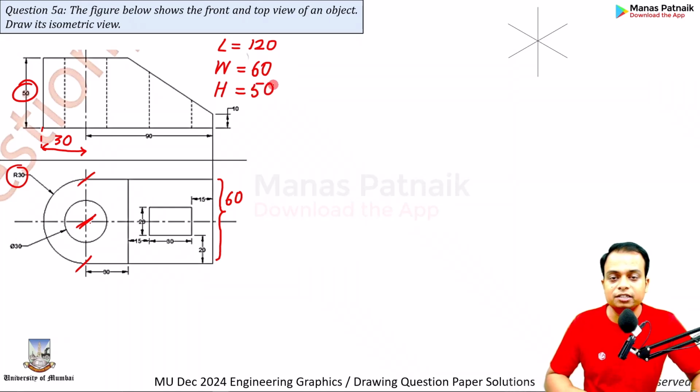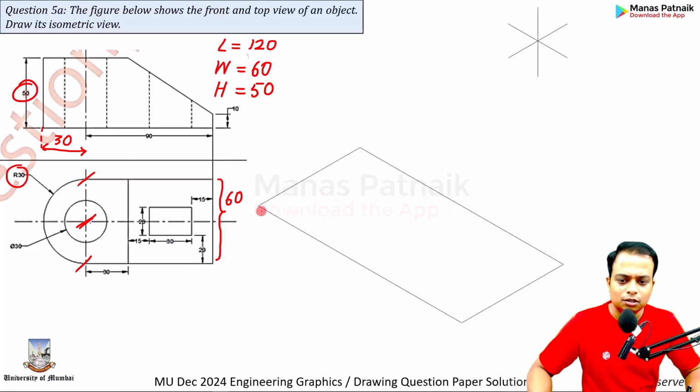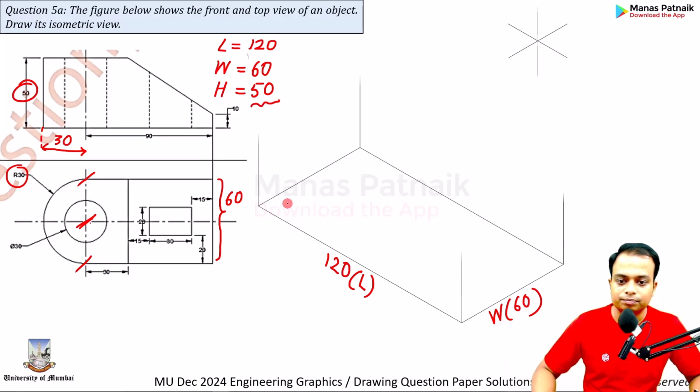So these are the dimensions with the help of which we are going to first of all create a box, and inside the box we are going to fit the isometric view. Very simple case. Watch. How much is this length? Sir, this is 120. This over here will represent the width, which is given by 60. How about the height? That is 50.